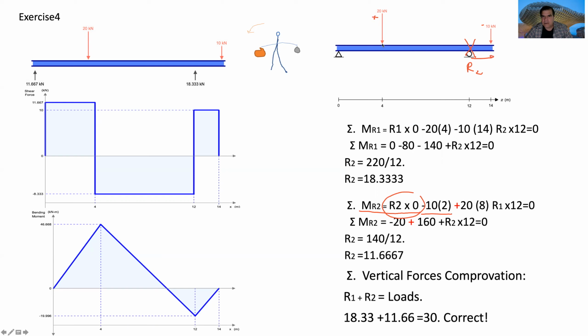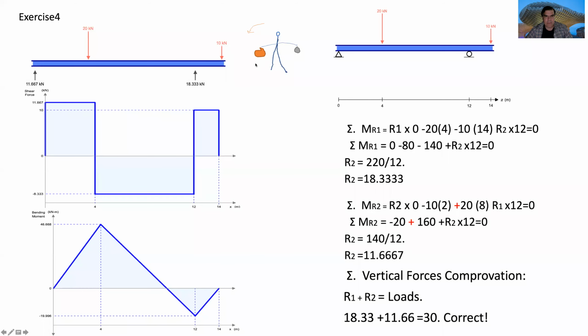Second, I go to the next one. 20 multiplied by 8, because this distance 12 minus 4 is 8. And finally, R1 multiplied by 12. Attention, don't multiply R1 by 14. Yes, 14 is this distance, but you are not in the end of the beam. You are calculating in this point. This is the distance that you need. And you do everything together and you arrive to 11.666.